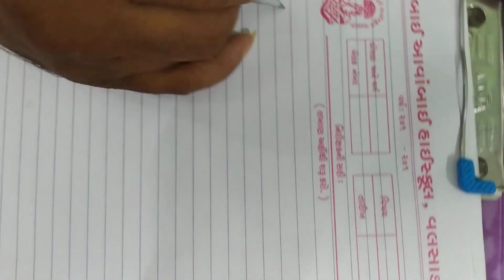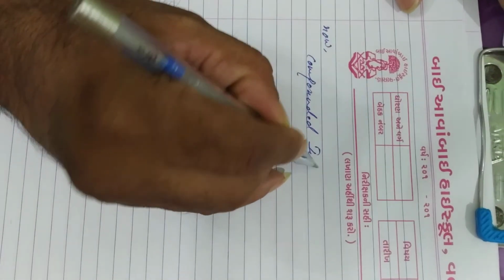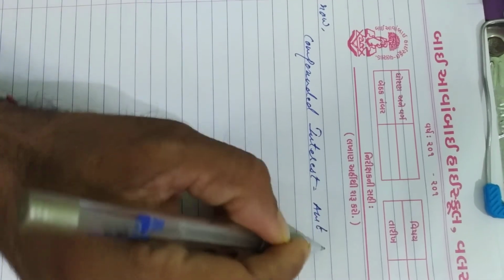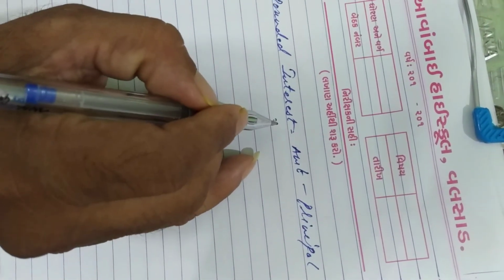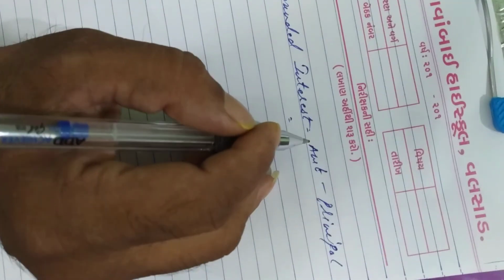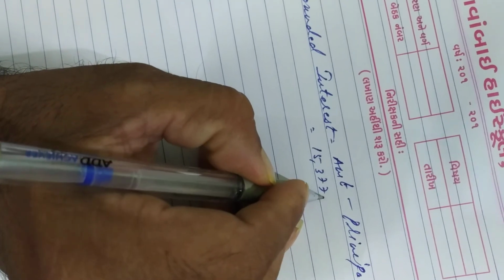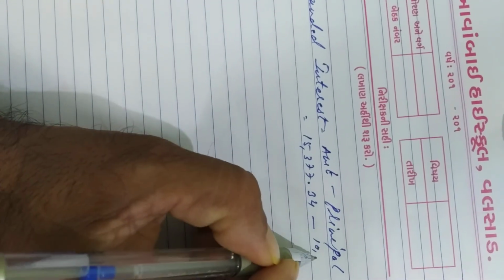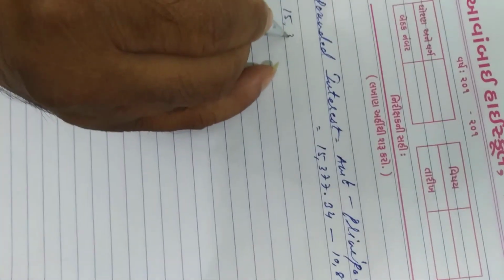Now, compound interest is equal to amount minus principal. What's the amount? We got it over here: 15,377.34 rupees, right? What's the principal? 10,800.